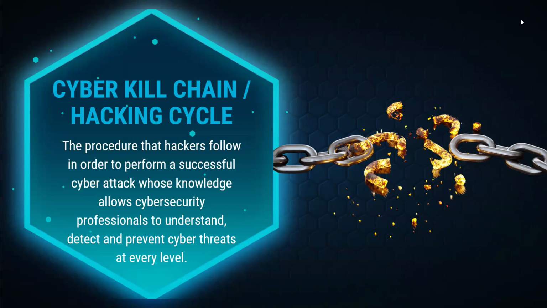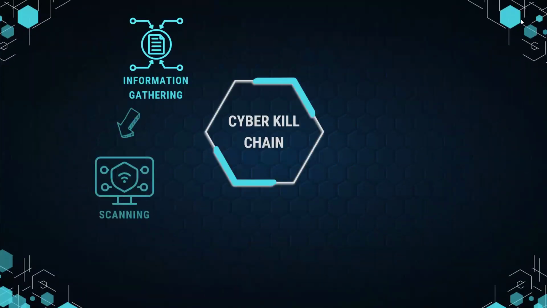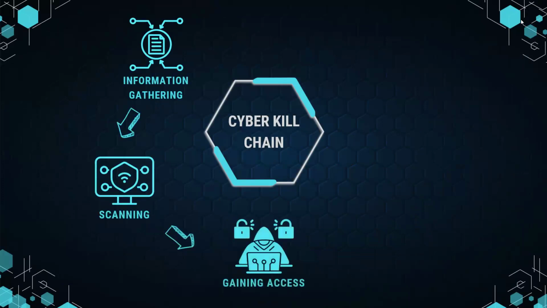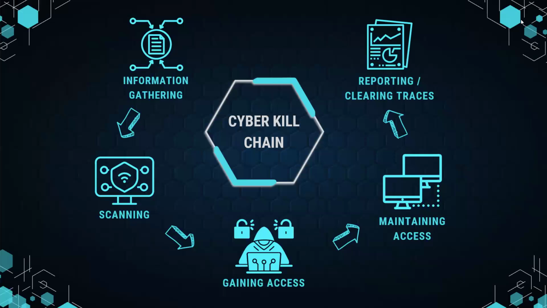So this cyber kill chain consists of 5 important stages. First, you have something called information gathering. Then there is scanning. Third, there is gaining access. Fourth, there's maintaining access. And lastly, we have reporting or clearing traces. Now, in our one single demo, we might not be able to cover all these topics, but I'm going to briefly define each of these terminologies.